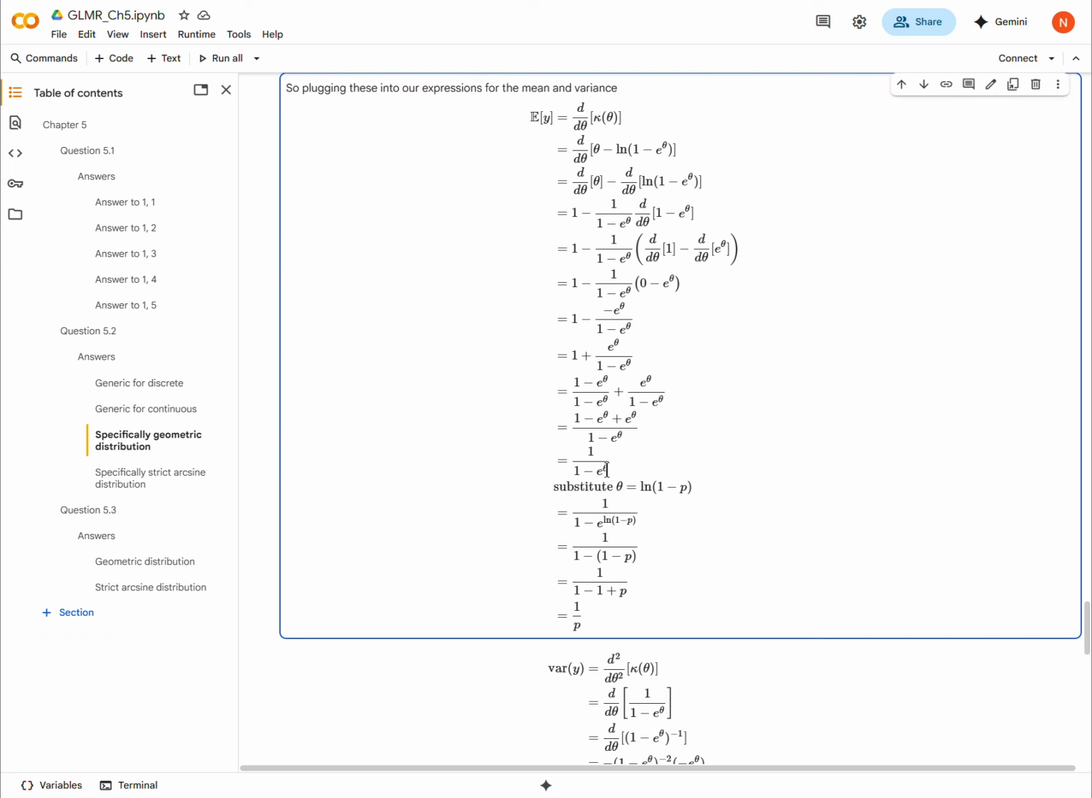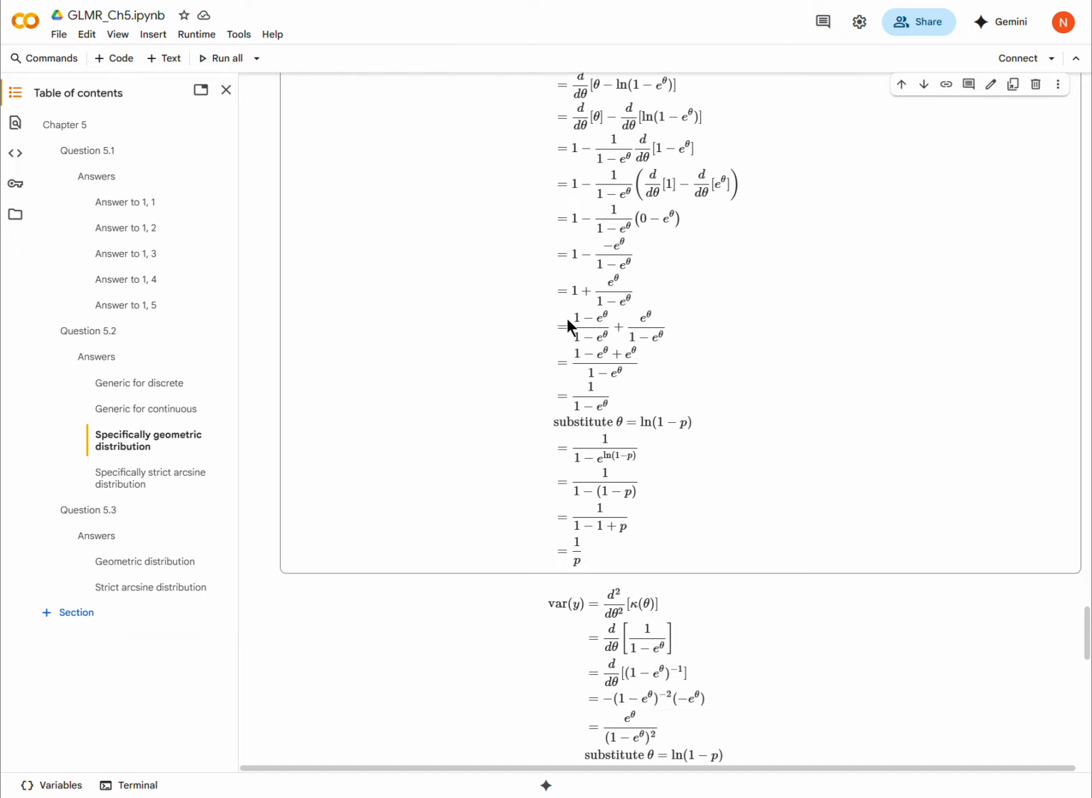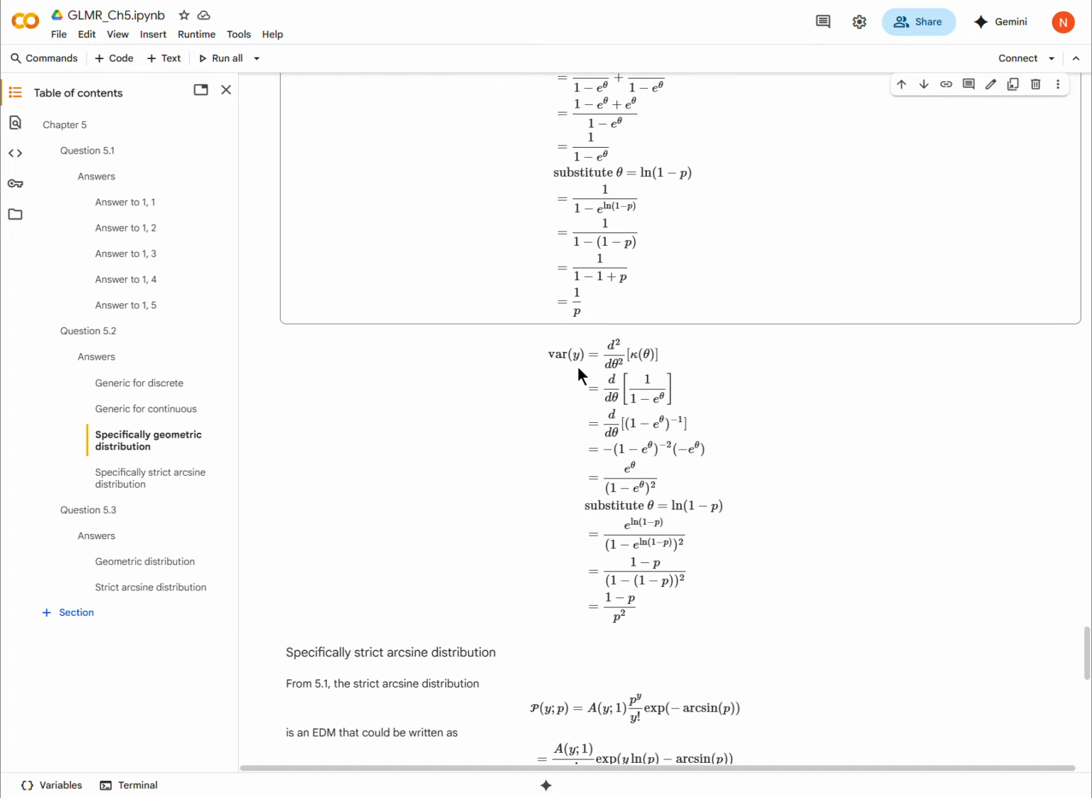From our earlier analysis, even though I don't point it out in this video, it's up there for anyone to read, we find that theta is this expression right here. So anywhere we see theta, we can put the natural log of 1 minus p, which puts it back into the parameters given to us for the geometric distribution. Pushing through, we find that the mean is 1 over p.